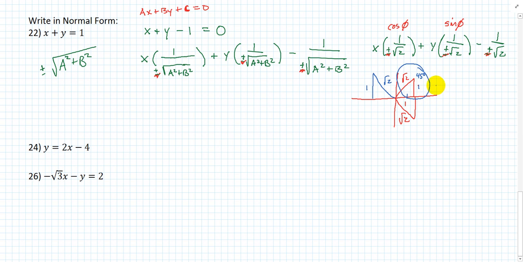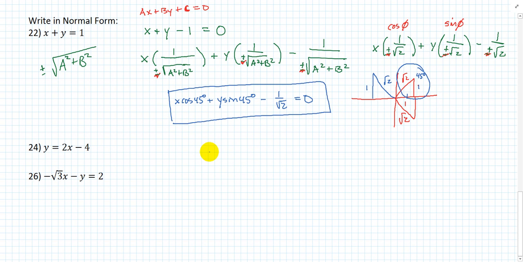45-degree triangle. And so what happens is our problem becomes x cosine 45 degrees plus y sine 45 degrees. And then at this point, you now have a negative over a positive, so it's minus 1 over root 2. The hardest thing about the answer is really the c. And then you could write equals 0. And there is your normal form of the linear equation x plus y equals 1.